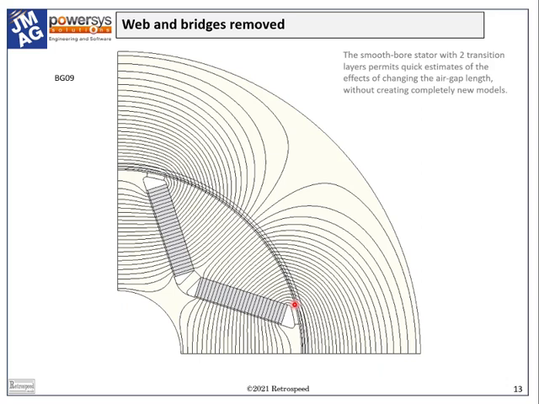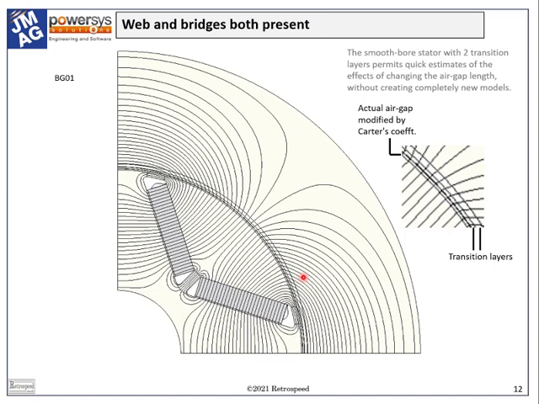In either case, we are likely to need a larger air gap than the 0.4 millimeters we started with. So I made a model in JMag with a smooth bore stator that has 2 transition regions on the inside, which can be treated as steel or air. The smooth bore avoids the need to build 2 or 3 more complete models with slots, and the initial air gap of 0.456 millimeters is determined using Carter's coefficient with the original 0.4 millimeter air gap so as to represent the slotting approximately.